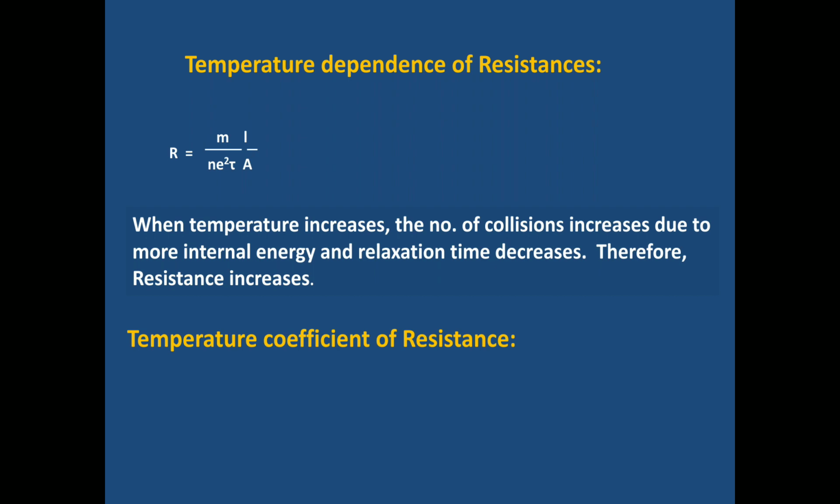Temperature coefficient of resistance is given by alpha equal to RT minus R0 upon R0 into T, where RT and R0 are the resistance at T degree Celsius and 0 degree Celsius.